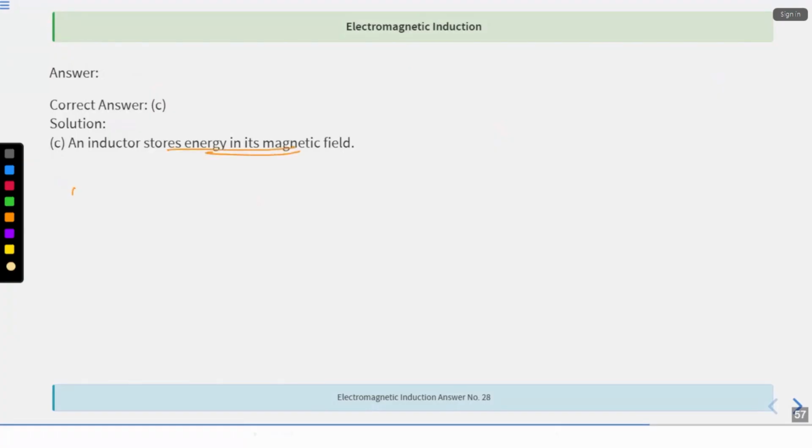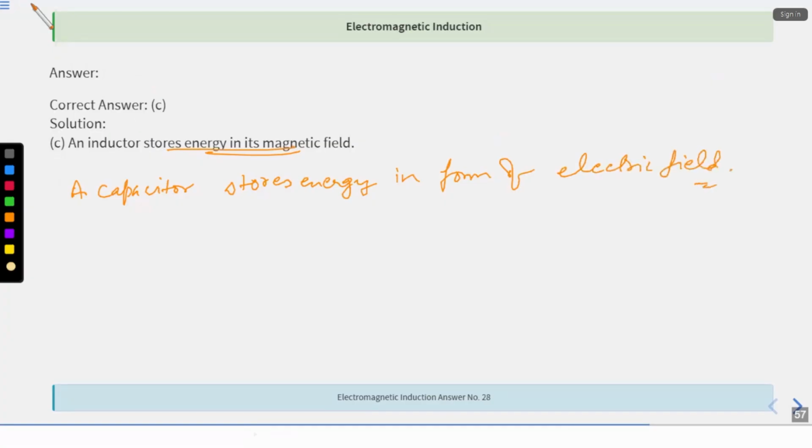So I will write it here again. Capacitor stores energy in the form of electric field. Similarly, inductor stores energy in the form of magnetic field.